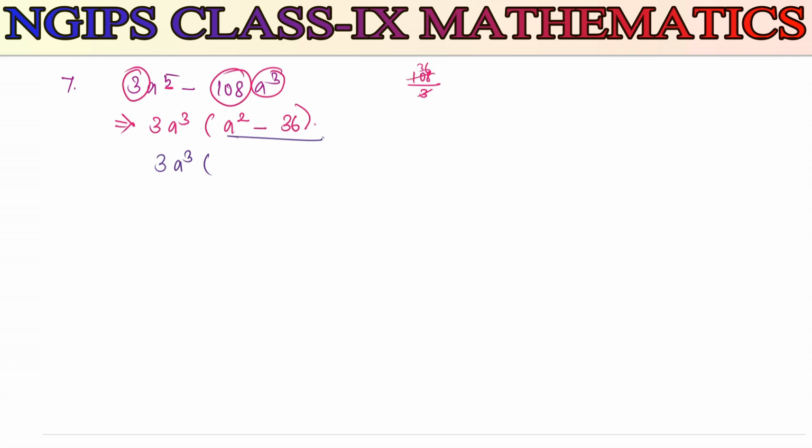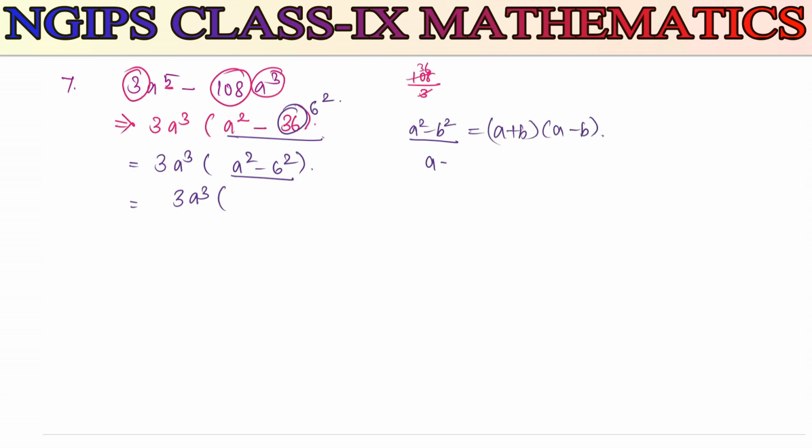Here it is in the form of a square minus b square, because 36 we can write as 6 square. So 3a cube into a square minus 6 square, it is in the form of a square minus b square, which is nothing but a plus b into a minus b. Here a is a, and b is 6. So when you substitute, a plus 6 into a minus 6. So these are the factors.